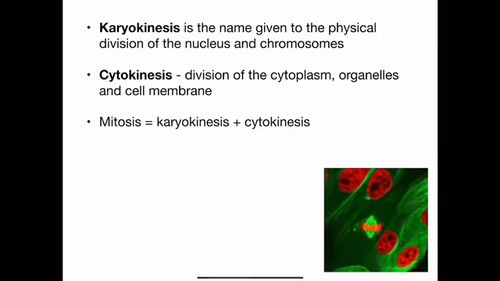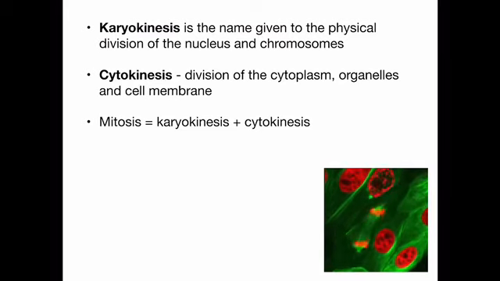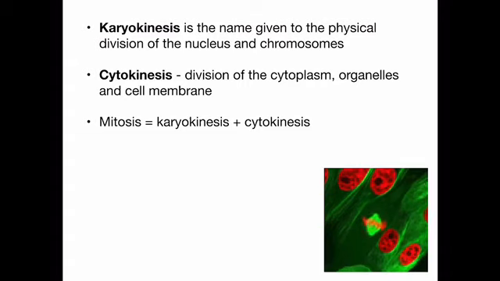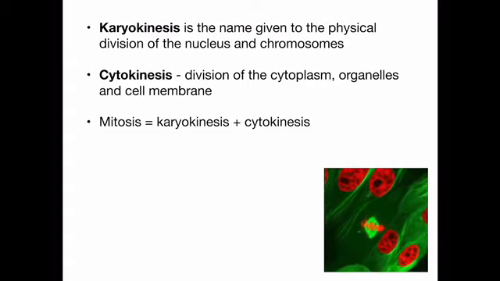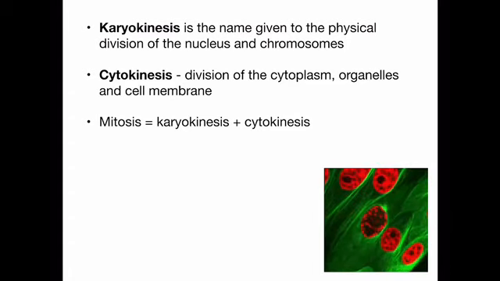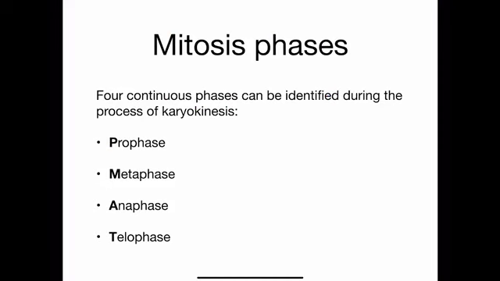Okay, just definitions for you. So karyokinesis, the name given to the physical division of the nucleus and the chromosomes. Cytokinesis, the division of the cell, the cytoplasm, organelles, and the cell membrane. Okay, and mitosis is made up of those two subdivisions. We'll look now in a little bit more detail at the phases of mitosis. So we've mentioned before the PMAT sequence: Prophase, Metaphase, Anaphase, Telophase.